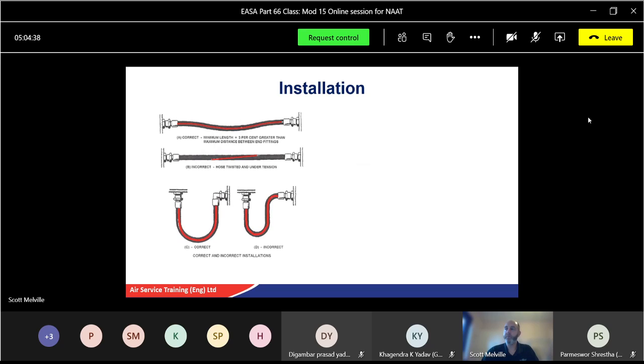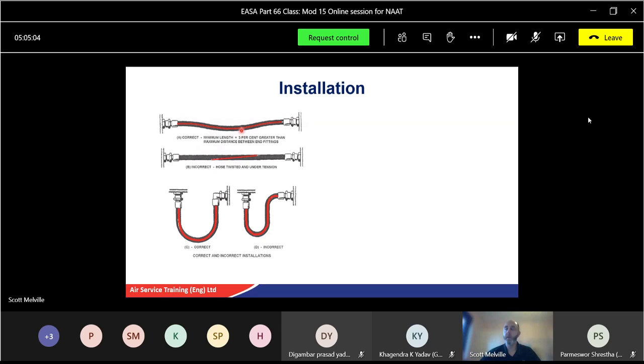So, installation. I managed to colour these in your book. Look at this flexible hose here. A is correct. The minimum length is 3% greater than the distance from this end to that end, so it allows a bit of thermal expansion. If you make it exactly the same length, that could stress the pipe. And as you can see here, they've connected one end, but as they've tightened the other end, it started to twist the hose, which is unacceptable.